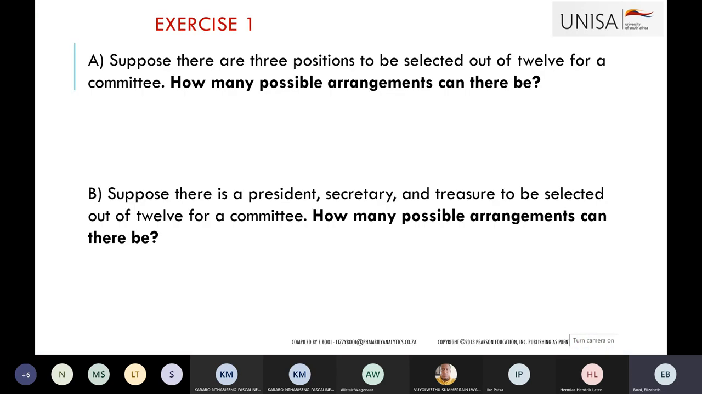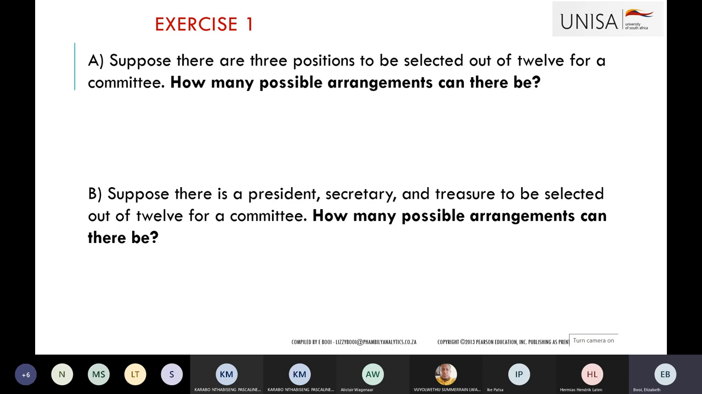Okay, so let's start. Exercise number one. Suppose there are three positions to be selected out of 12 for a committee. How many possible arrangements can there be? That is your exercise. What is this question asking us?